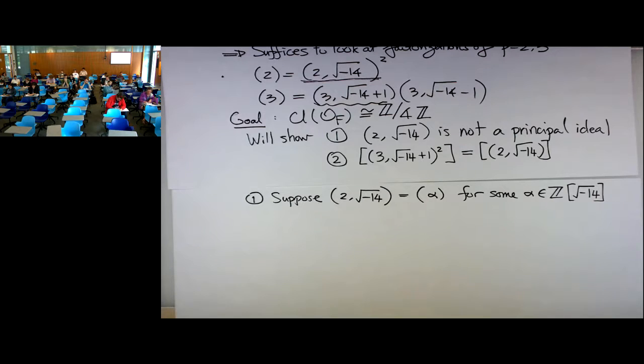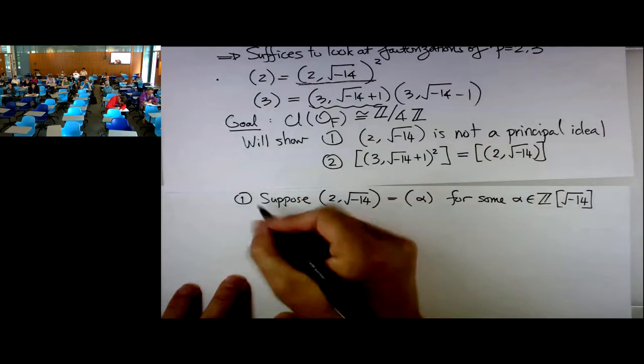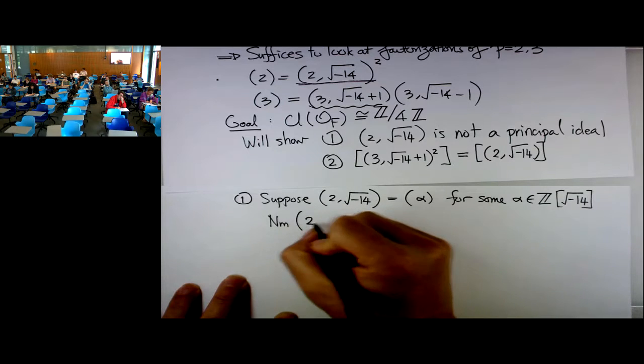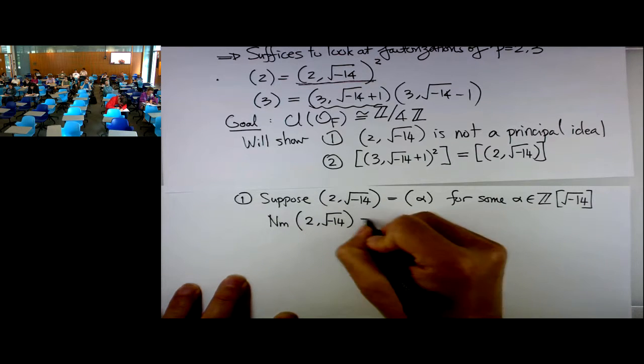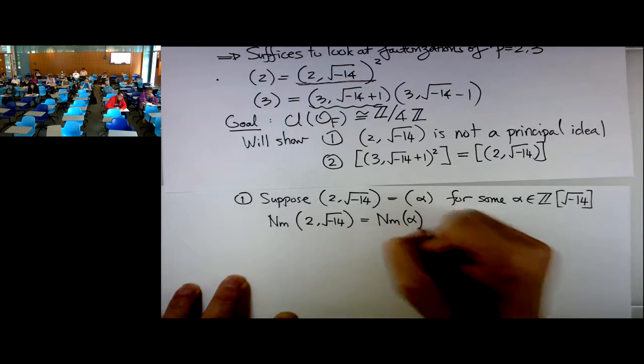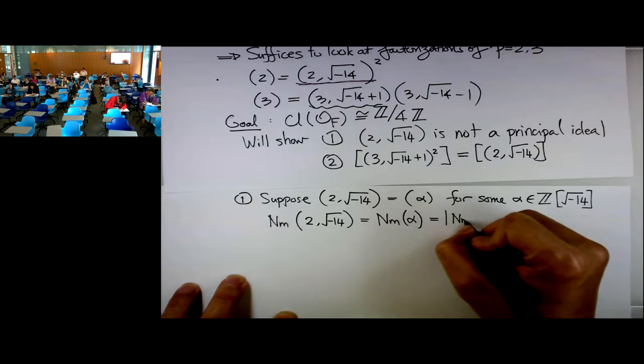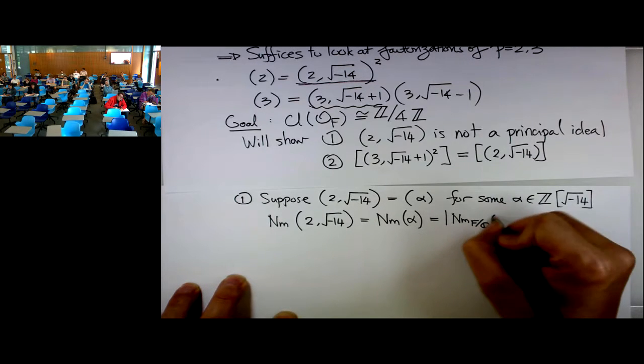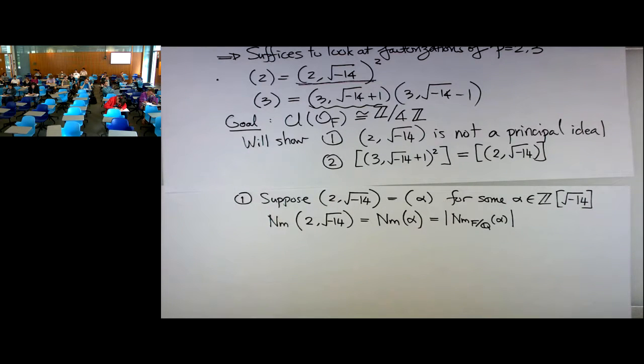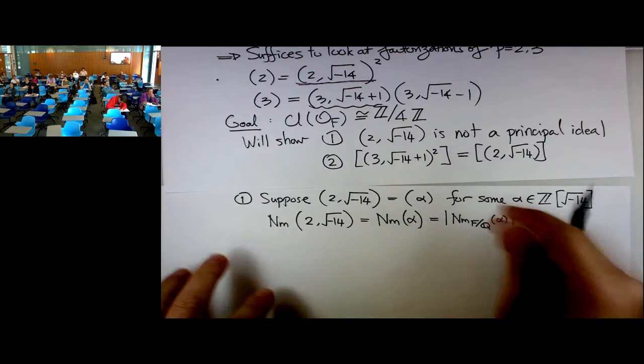This is a typical argument to use in the case of an imaginary quadratic field. What you do is take the norm of the ideal. On this side, you get the norm of the ideal generated by alpha, and we said that if it's a principal ideal, that's just the usual norm of an element. Of course, it's better to add absolute value, but in this case the norm is always positive, so you don't have to. Now I have to explain what the norm of the first ideal (2, root of negative 14) is, but you can see this from the factorization.